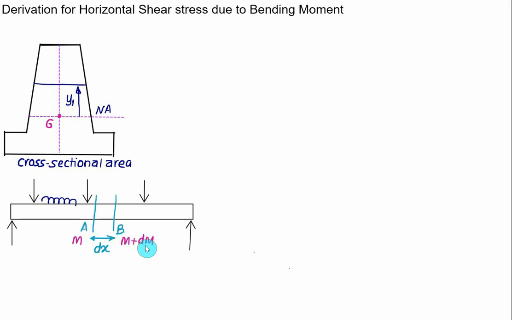That is, we are assuming the bending moment is changing continuously from A to B. The dM value can be positive or negative, that is, the bending moment can increase or decrease, which we don't know. Temporarily we assume the value of dM is positive, that is, dM is greater than 0. That is, we assume the bending moment from A to B will go on increasing.